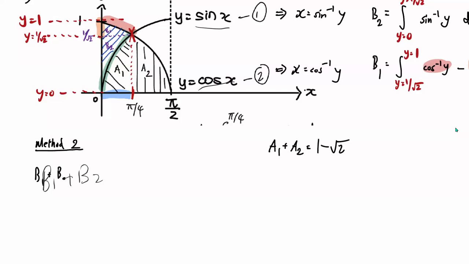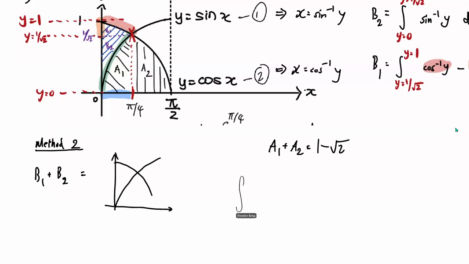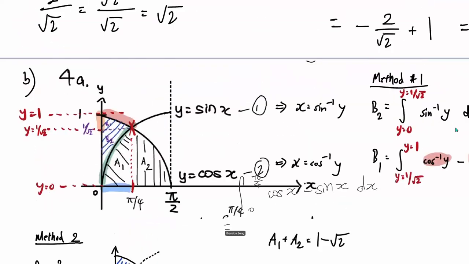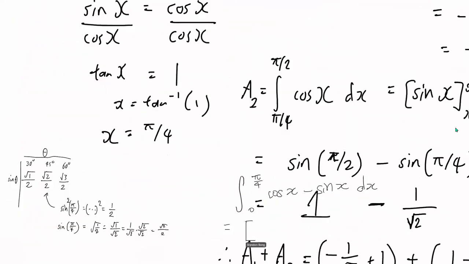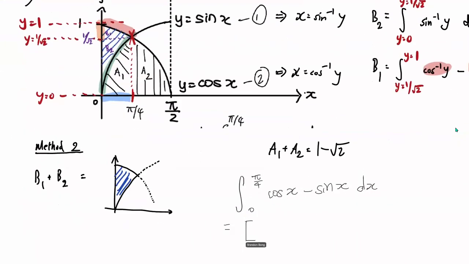B1 plus B2, let me just redraw the diagram like this. What you realize is that I can erase away the parts that I don't want. Okay, and then I'm just left with this region over here. You realize that there's a top curve, which is, what color did I use just now for top and bottom? Green and blue. Okay, I'll be consistent. Green at the top, blue at the bottom. So it's just cosine x minus sine x. Yes.